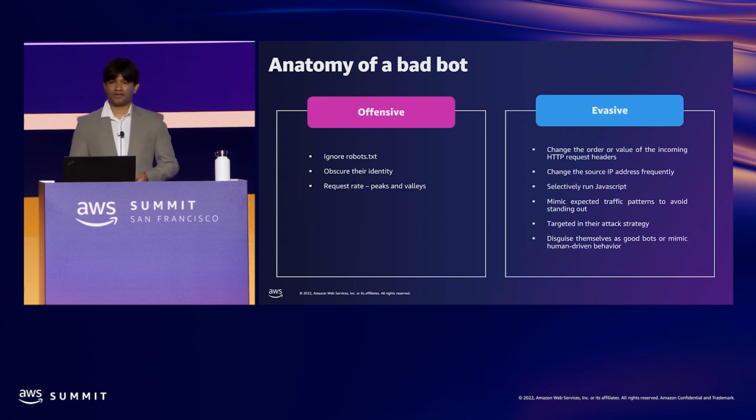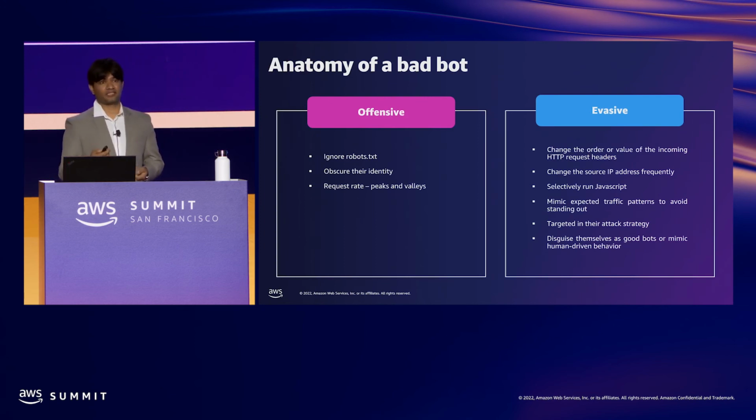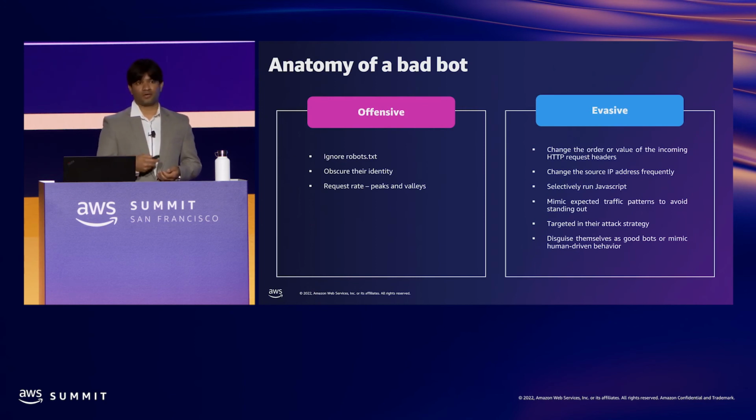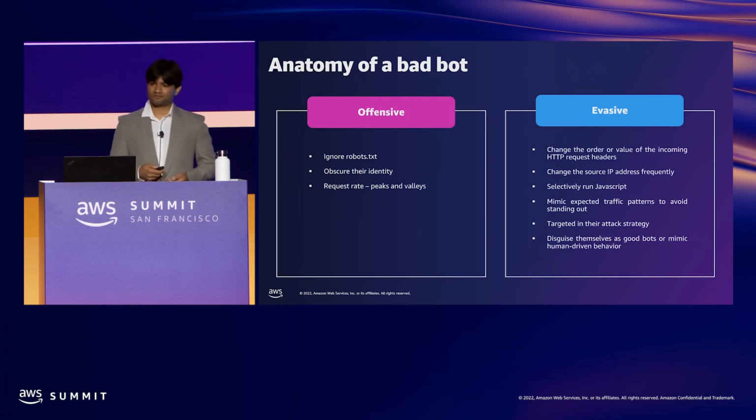The other category are the evasive ones. They thrive on deception to get around your tiered defenses. They could frequently change their source IPs, ASNs, etc. They could change the header values and make it appear that they're coming from legitimate sources, for example, a Chrome user agent or a Chrome browser. They could selectively run JavaScript.